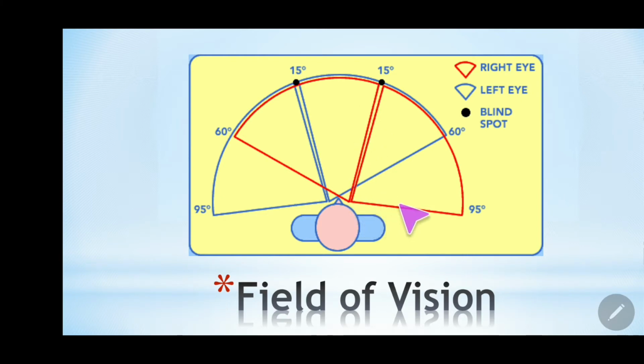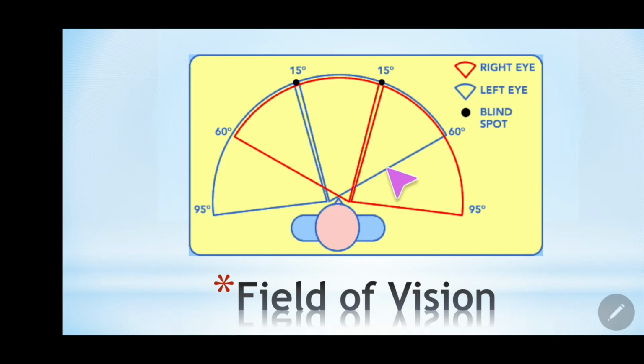Then you find laterally you can visualize objects around 95 degrees on both sides, right? And if you close one eye, let's say the left eye, the field of view is restricted to this red color field, right? So the right visual field reaches on the temporal side to around 95 degrees, but on the nasal side it goes around 60 degrees. Similarly, if you close the right eye and look with the left eye, you will be able to see around 95 degrees on the temporal side, but on the nasal side your field of vision gets restricted to around 60 degrees.